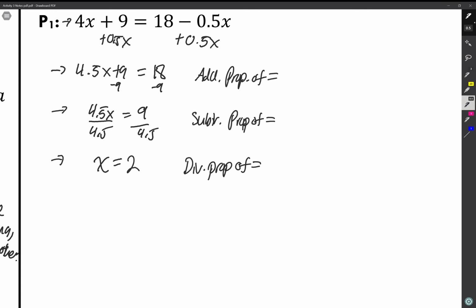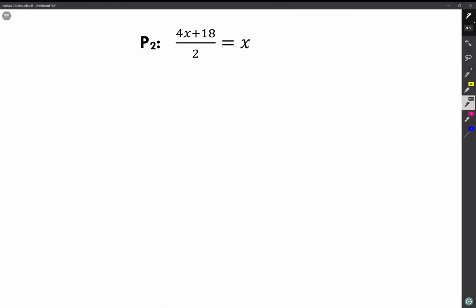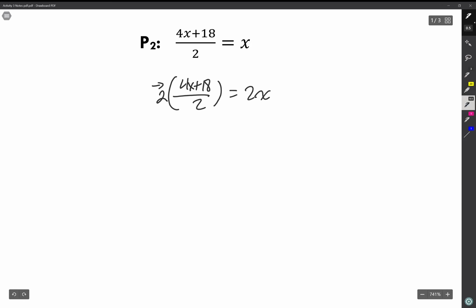Okay? P2. I have the equation 4x plus 18 divided by 2, all of that over 2 is equal to x. First step, what I do, I want to get rid of that 2 in the bottom. So I'm going to write this next step right here. So 4x plus 18 divided by 2, and I want to multiply both sides by 2 to get rid of that 2 in the bottom, right? Because these are going to cancel.